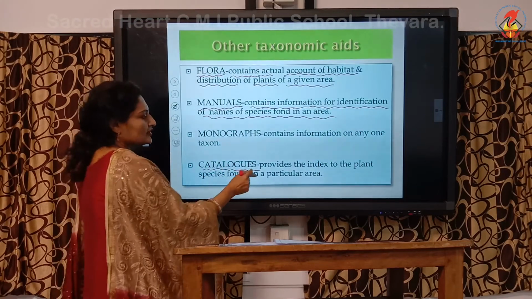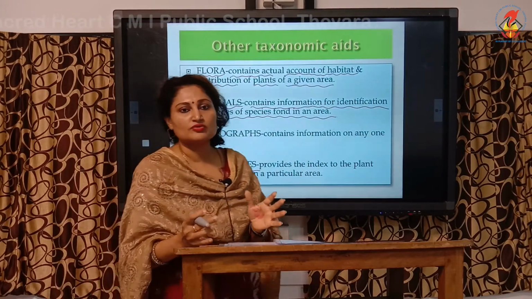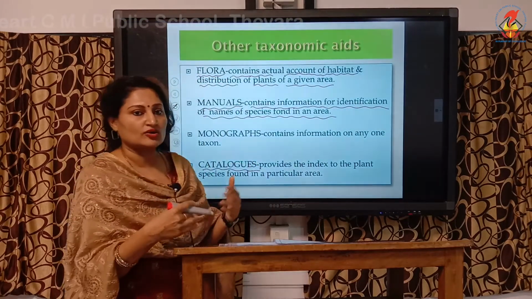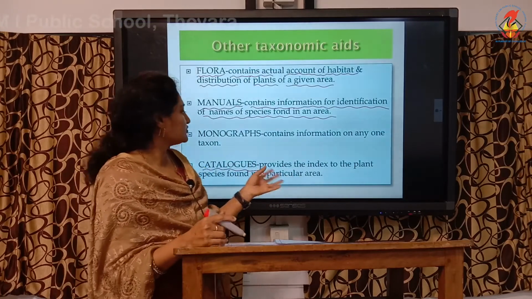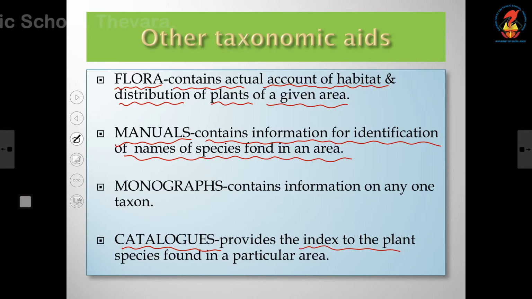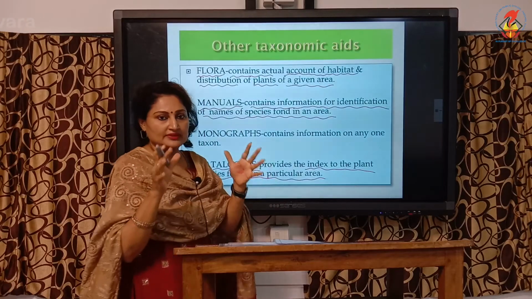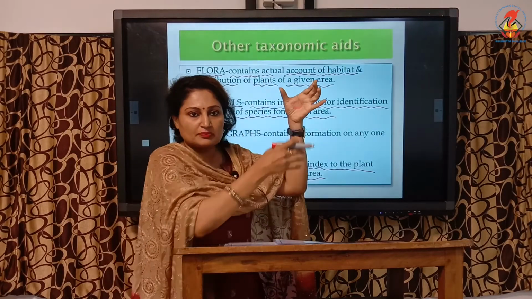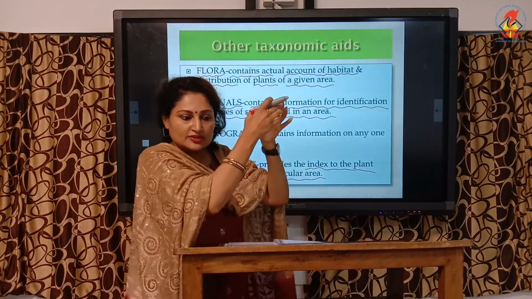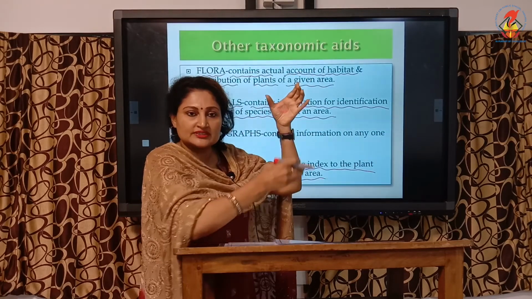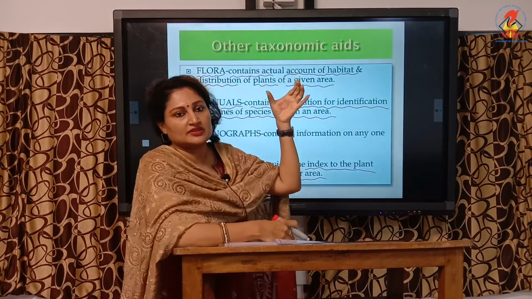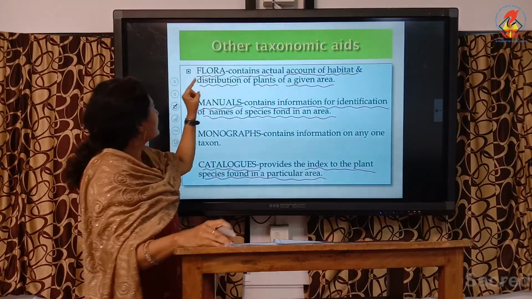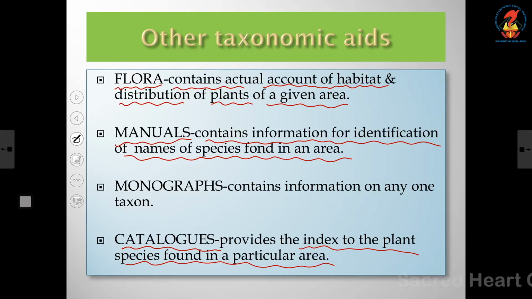Then the catalog. You are all very familiar with it now, because many manuals come with a catalog, or a library is also cataloged. It is an index to the plant species found in a particular area. For example, Tevra: there is an index of which plants are present in Tevra. Like your textbook has an index, you can see the variety of plants found in that particular area. So flora, manuals and catalogs all belong to a particular area.